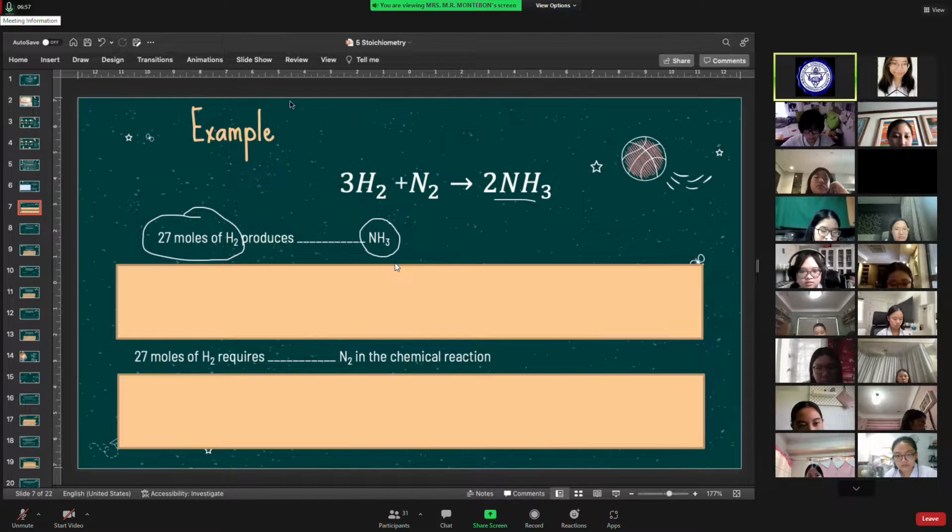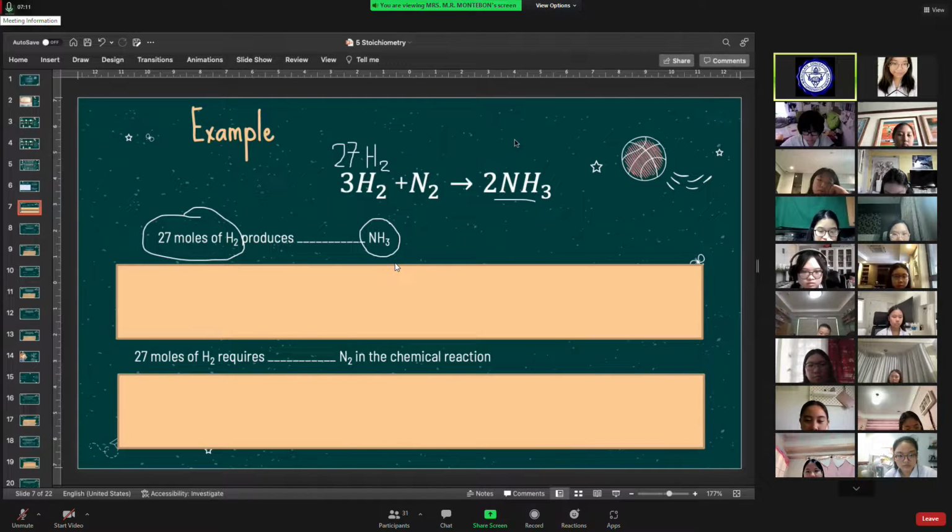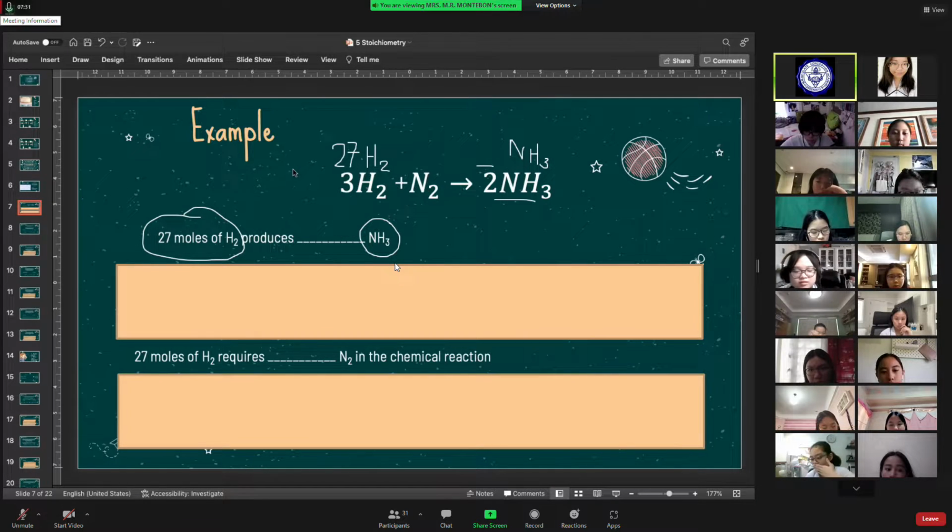So focus on the number of hydrogen in here. What if you have 27 instead of 3? So let's say this is 27. If that's the case, how many moles of ammonia will be produced? Wait lang. I'll make it blank. Blank NH3. How many moles if you have 27 hydrogen? Okay, so you need to find the multiplier. You need to find how many moles are in one hydrogen. Okay, sige. So let's see if you are correct.